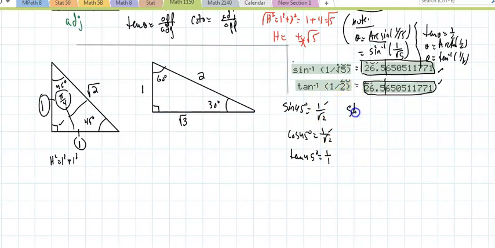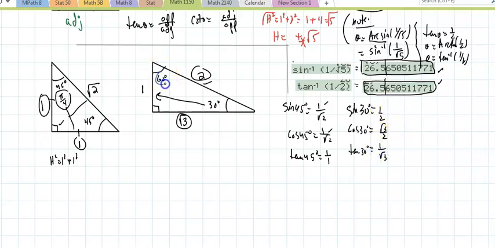If I look for the sine of 30 degrees, that is the opposite over the hypotenuse. That's 1/2. And if I take the cosine of 30 degrees, that's the adjacent over the hypotenuse. And if I take the tangent of 30 degrees, that is the opposite over the adjacent.